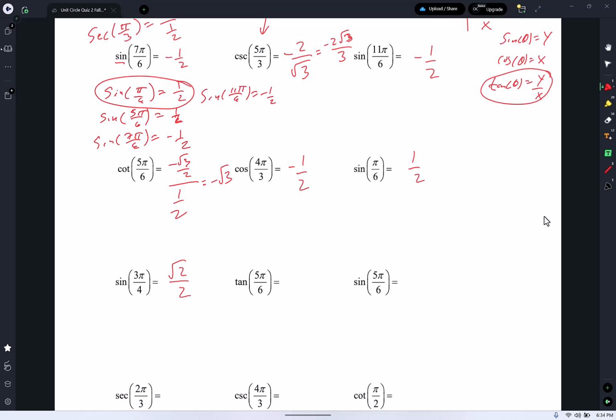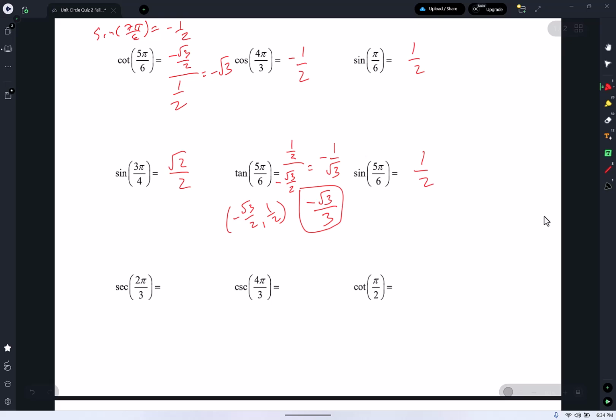Tan of 5 pi over 6, y divided by x. At 5 pi over 6, the coordinate is negative square root of 3 over 2, comma 1/2, guys. So 1/2 divided by a negative square root of 3 over 2 is the same thing as a negative 1 over square root of 3. And the best answer for this, obviously, is negative square root of 3 over 3. This is the best answer, but all three of those are equivalent. Sine of 5 pi over 6, quadrant 2, that's going to be a 1/2 again, just like the one up above.